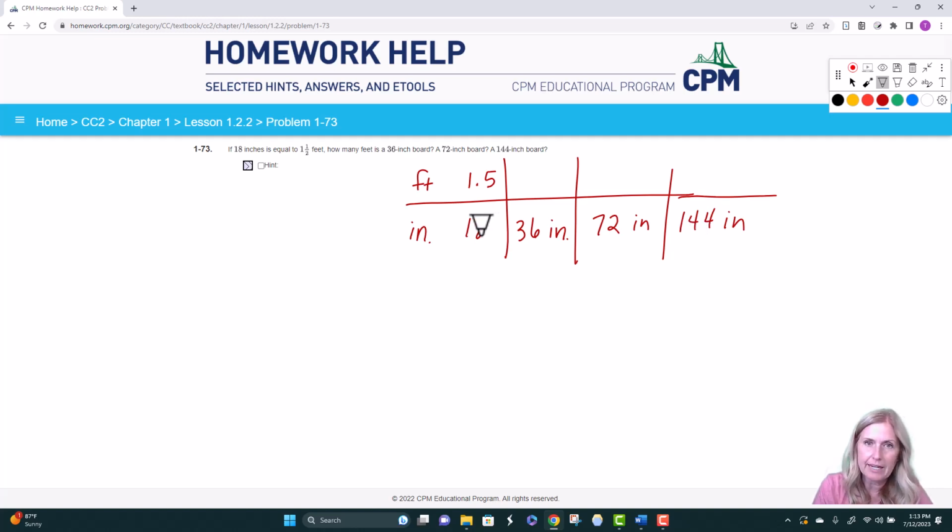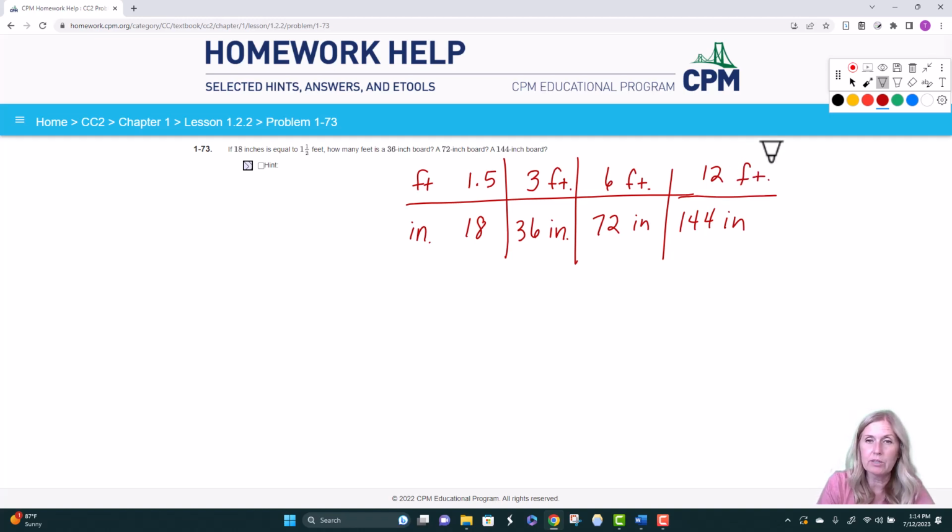If I double 18 to get 36, and these two things are equal, that means I can double this to see how many feet this should be. So what is double 1.5 feet? That would be 3 feet. Again, if I can double 36 to get 72, then I can double 3 and get 6 feet. If you can double this to get this, you can double this to get this.